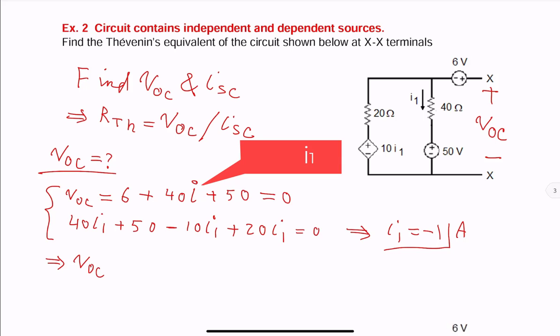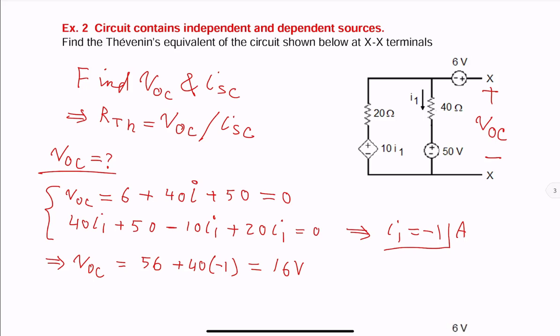VOC is 56 plus 40 I1, so plus 40 times -1, we get 16 volts.